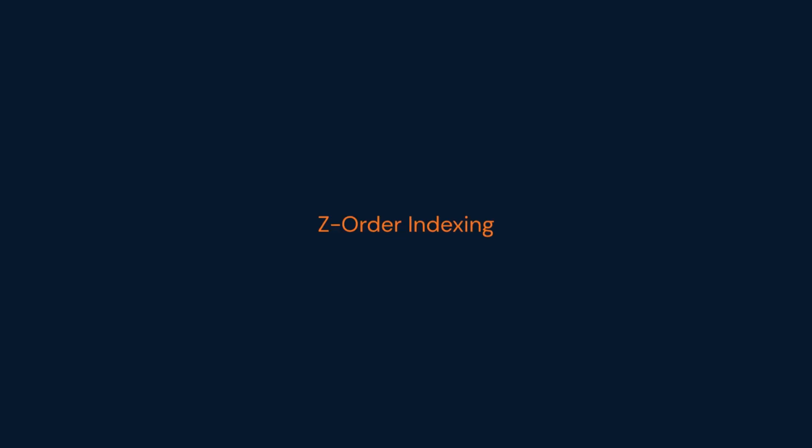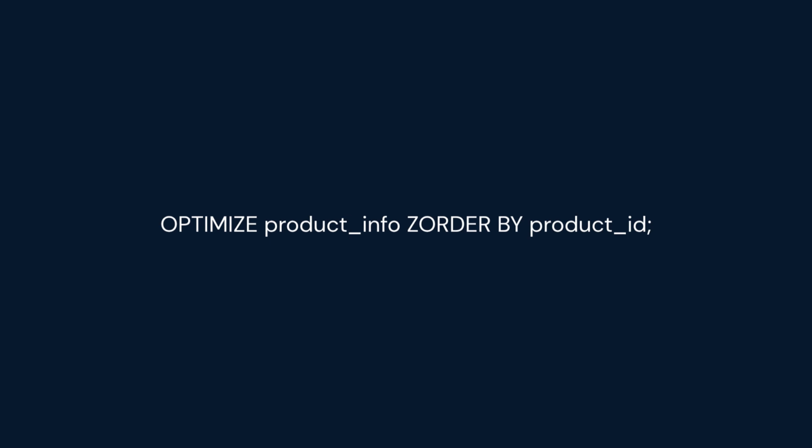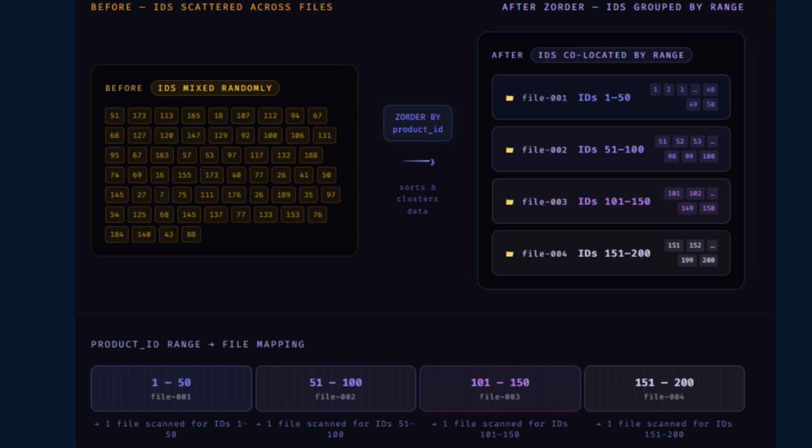Z-order indexing, now here's a powerful upgrade. OPTIMIZE product_info ZORDER BY product_ID. Z-order reorganizes your data so that related values are stored together. For example, IDs 1 to 50 go into one file. 51 to 100 go into another. Now imagine a query, product_ID equals 25. Delta Lake will only scan one file. It skips the rest. This is called data skipping, and it can dramatically improve performance on large data sets.